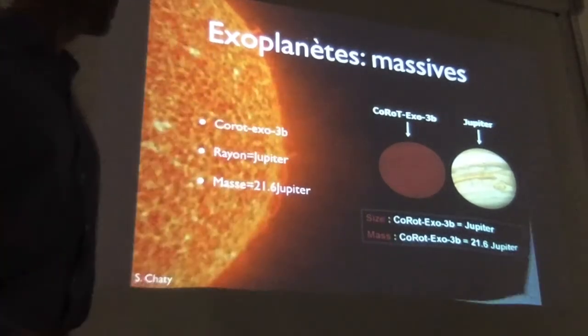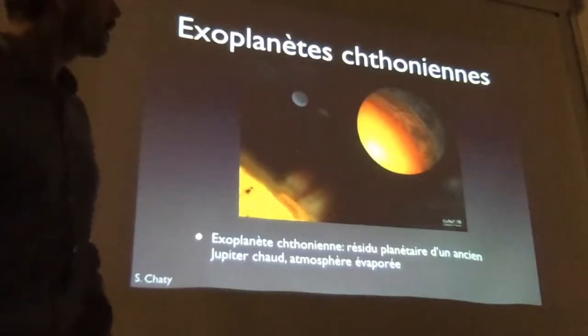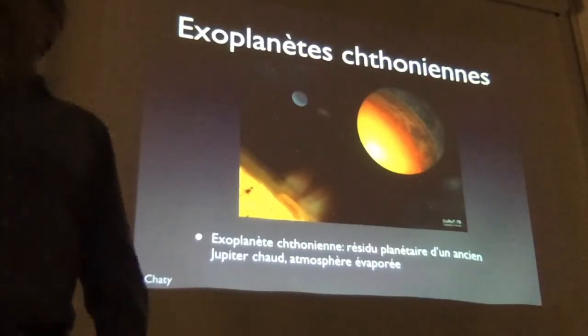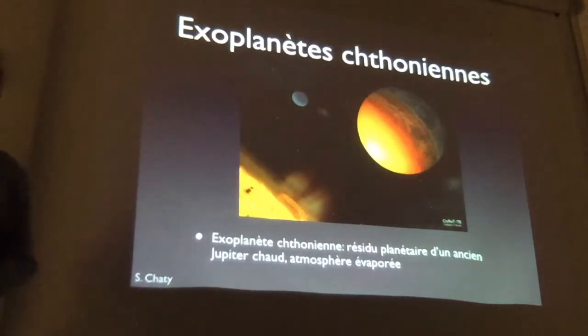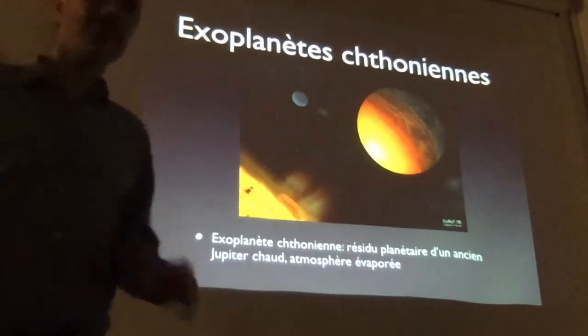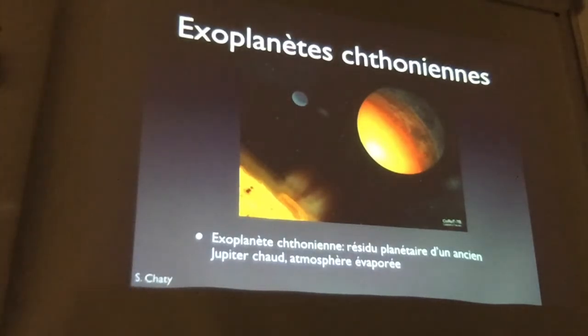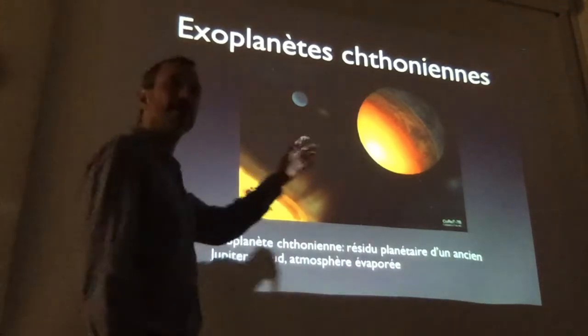And then to finish this catalog of exoplanets, you have what we call the Chthonian exoplanets. Do you know this? I think in English it must be Chthonian, probably. Not very different. This is a Greek name, so probably it's not very different from French to English. Maybe Chthonian.